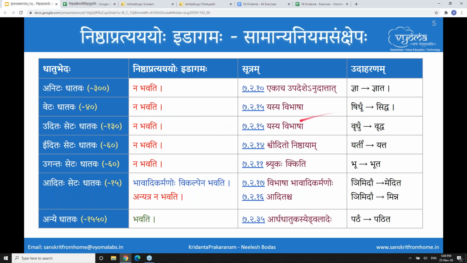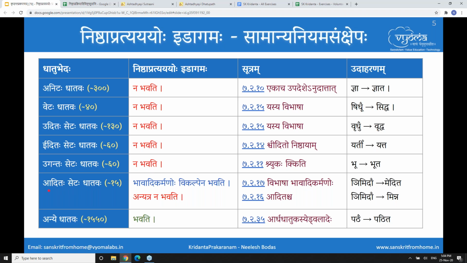Udit dhatuhu asti chet punarekavaram त्वा प्रत्ययस्य विषये इडागमः विकल्प्यते, therefore यस्य विभाषा इति इडागमः निषिध्यते. ईदित् धातुः अस्ति चेत् साक्षात् श्वीदितो निष्ठायाम् इति इडागमः निषिध्यते. उगन्त धातुः अस्ति चेत् श्रुक्यः किति इति साक्षात् इडागमः निषिध्यते.